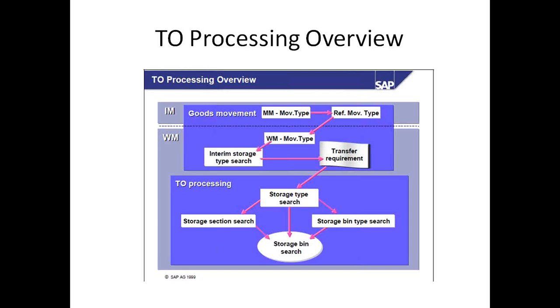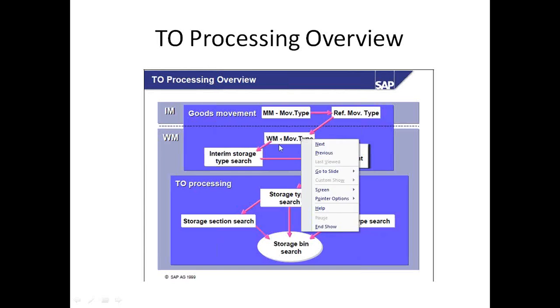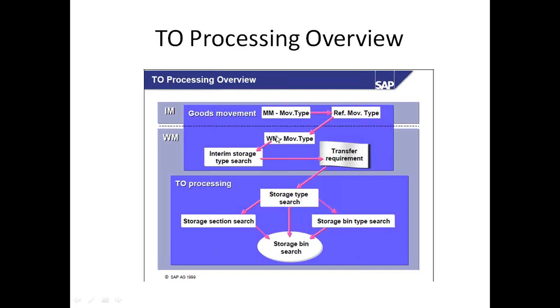So we maintain the interim storage types at WM movement type level. This is the point we need to remember, as a source storage type. And with the help of the WM movement type, the system will find the interim storage type and post at that interim storage type, and then a transfer requirement is created. So all of this happens now, and now we want to make the system find the storage type.